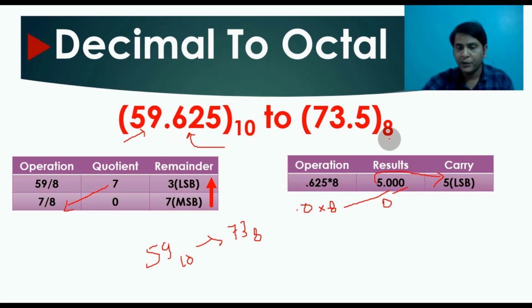So I hope you understand how to convert a decimal number system into an octal number system. As I said just now, you have to do multiplication until you get 0 in your fractional part. Here you already got 0, and for the integer part you have to divide until you get 0 as the quotient. So I hope you understand how to convert a decimal number system into an octal number system.